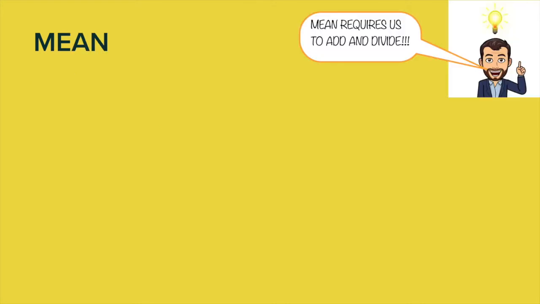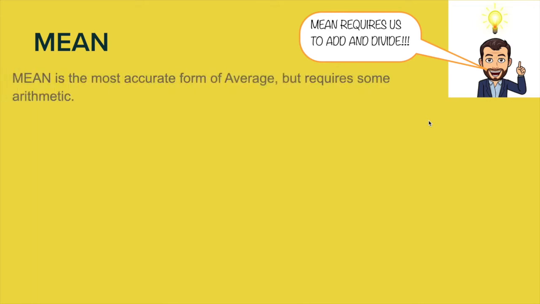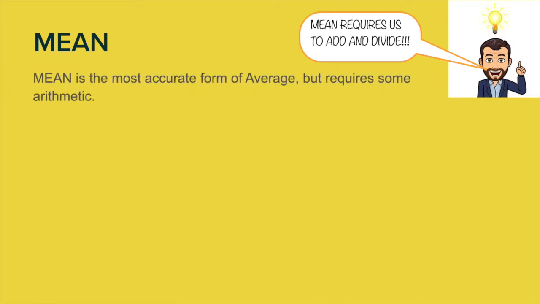Now, final average, and this is going to require your mathematical skills and your arithmetic, because mean requires us to add and divide. It's a bit complicated at first, but the more you practice, the easier it will get. So mean is actually the most accurate form of average, but it does require some arithmetic. So it is the most accurate.